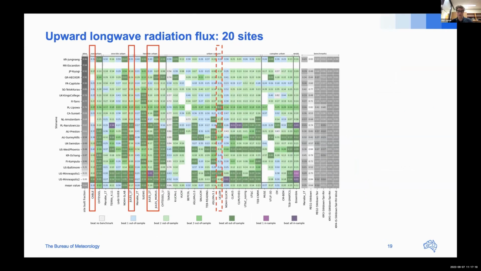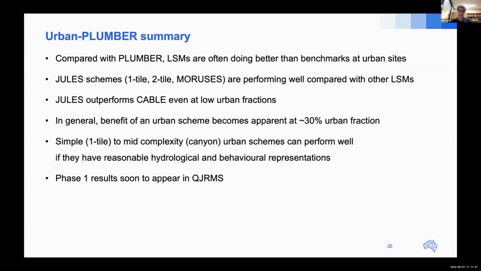the longwave radiation flux is performing more poorly than the latent and sensible heat flux, which we found interesting. So in summary, LSMs are often doing better than the benchmarks at urban sites. The 1-tile and 2-tile MORUSES schemes are performing well compared to other LSMs in the project, and JULES outperforms CABLE even at lower urban fractions. In general, the benefit of an urban scheme becomes apparent at about 30% urban fraction, and simple and mid-complexity urban schemes can perform well if they have reasonable hydrological and behavioral representations. Phase 1 results are soon to appear in QJRMS. Thank you very much.